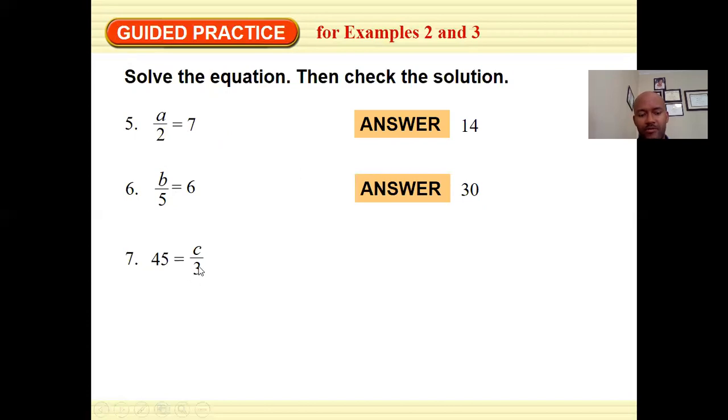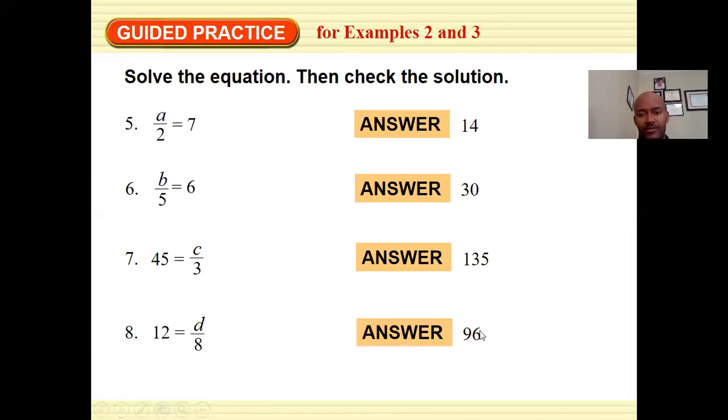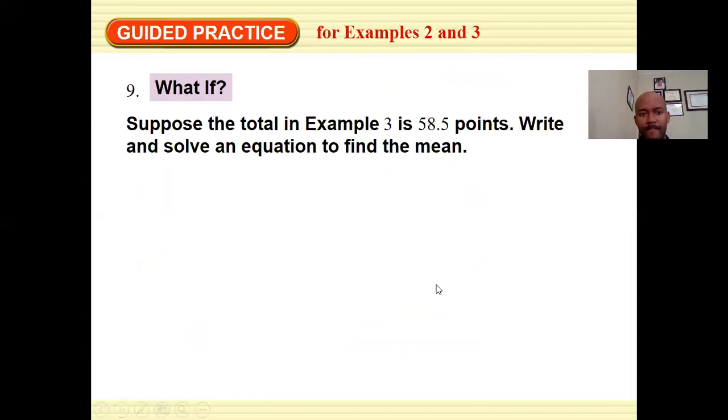And here, we'll multiply, you guessed it, 3. So your answer will be 125. Here, we multiply both sides by 8. Our answer will be 96.